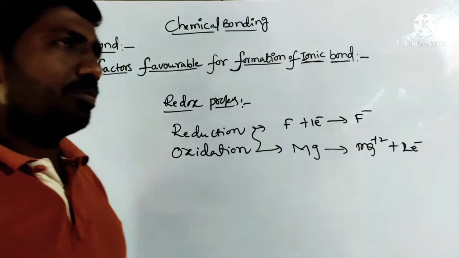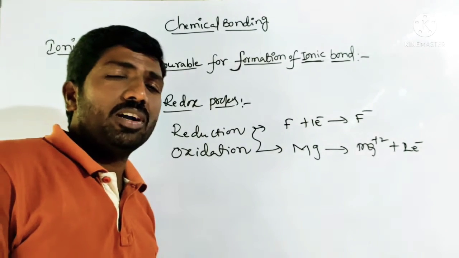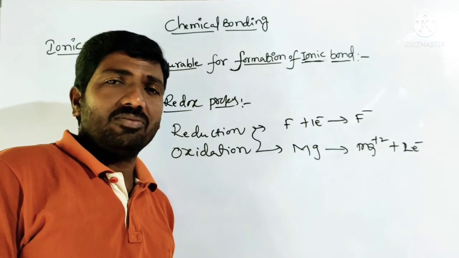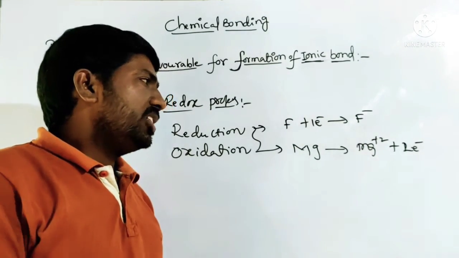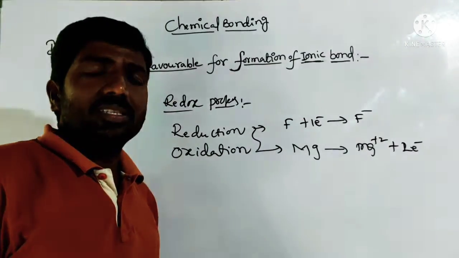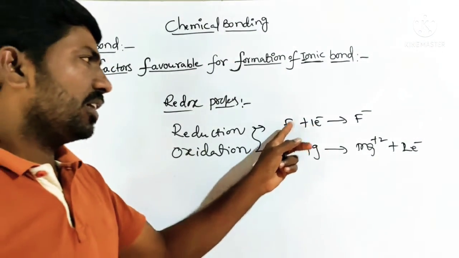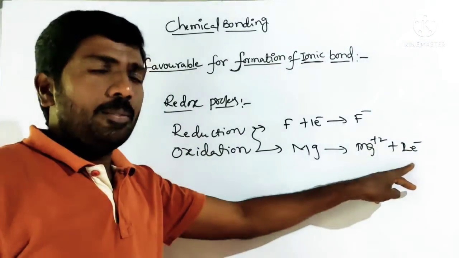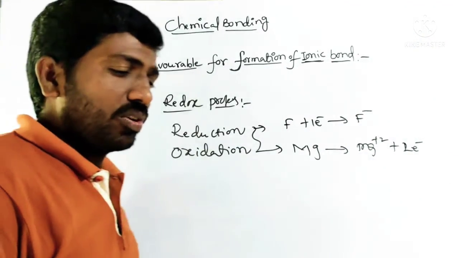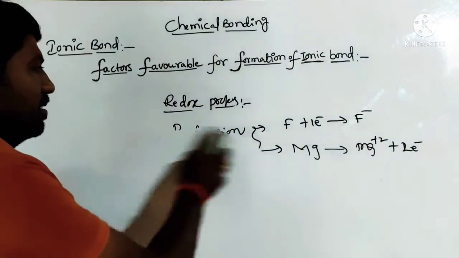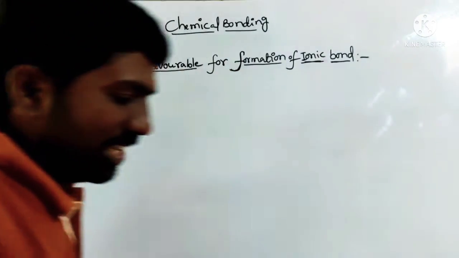For the formation of an ionic bond, some favorable conditions are there. I said ionic bond formation is a redox process. Why do I call it a redox process? Addition of electrons is reduction, removal of electrons is oxidation. So oxidation and reduction take place, and that's why this process is known as a redox process.